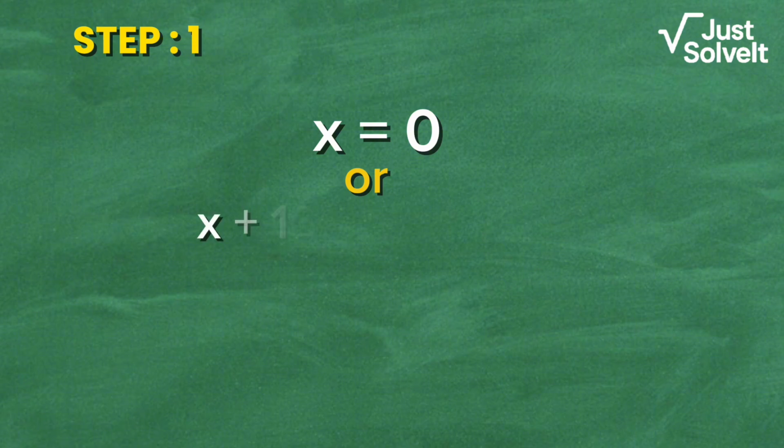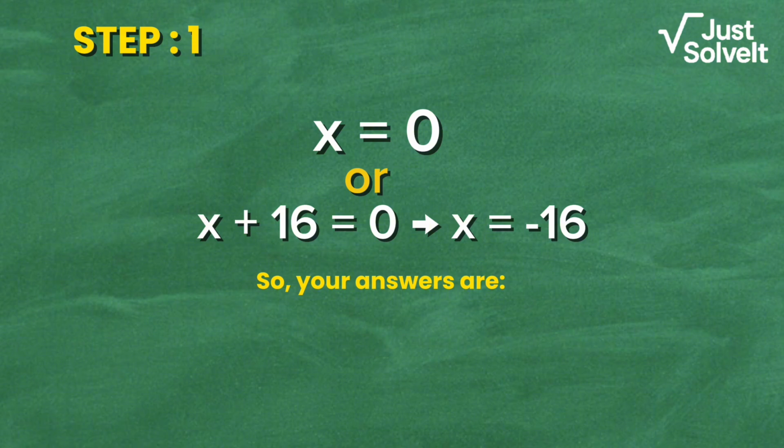Now apply the zero product rule. Either x = 0 or x + 16 = 0, so x = −16. So your answers are x = 0 and x = −16.